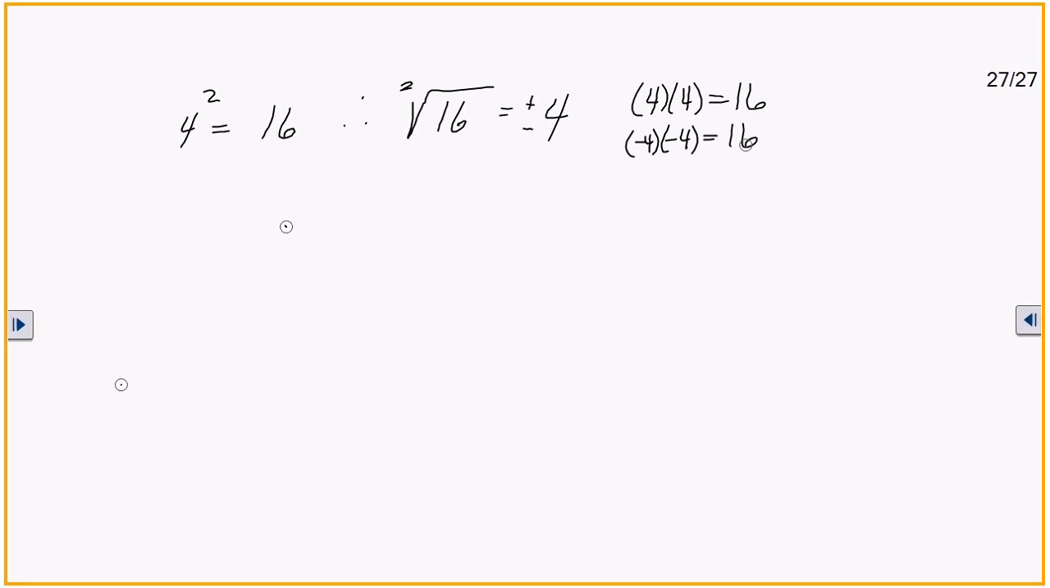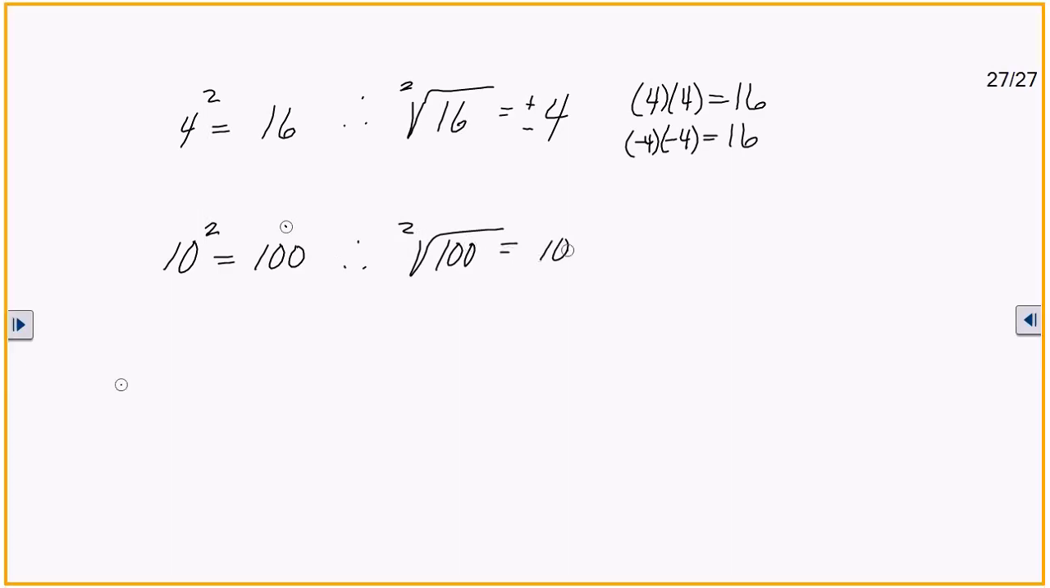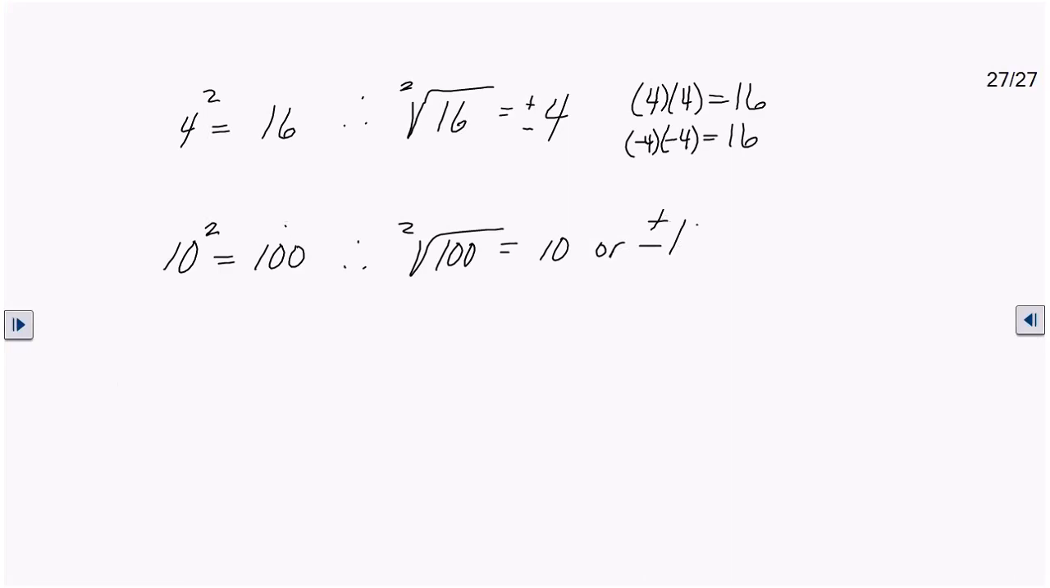When you get into algebra, you will get into that. But right now, we're just going to say the square root of 16 is 4. So let's do another one. 10 squared is equal to 100. Therefore, the square root of 100 is equal to 10, and later on in algebra, positive or negative 10.